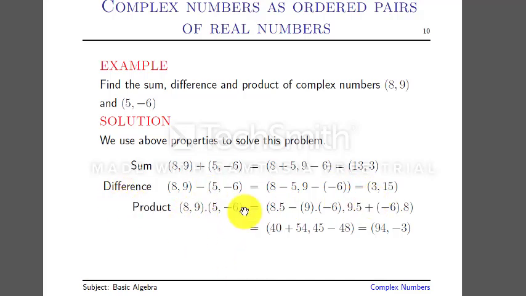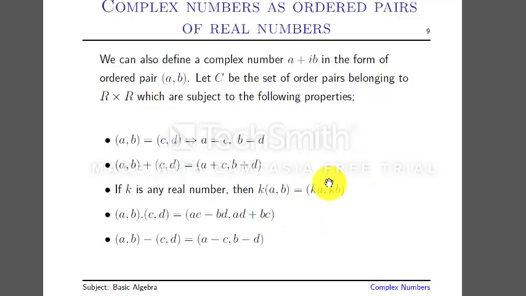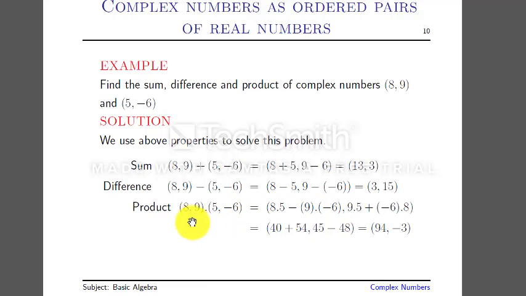We have to take the product of these two complex numbers by using the formula. This is a, this is b, this is c, and this is d. The formula is in the previous slide, which is (ac minus bd, ad plus bc). So we can put the values of a, c, b, d in the formula, and one can obtain this expression: 40 plus 54, 45 minus 48. When we simplify, we obtain (94, -3). 94 is the real part of the new complex number, and minus 3 is the imaginary part of the new complex number. The imaginary part can be positive or negative.